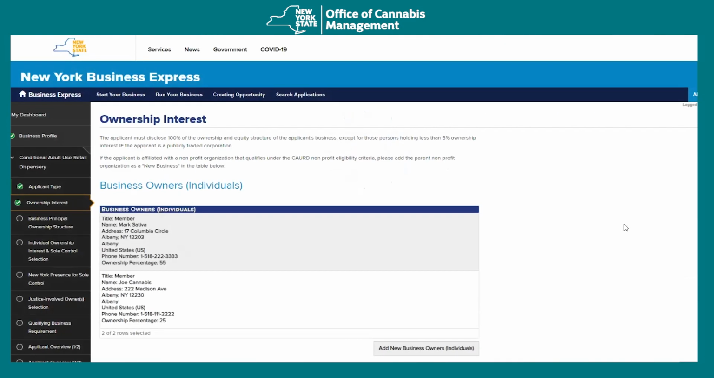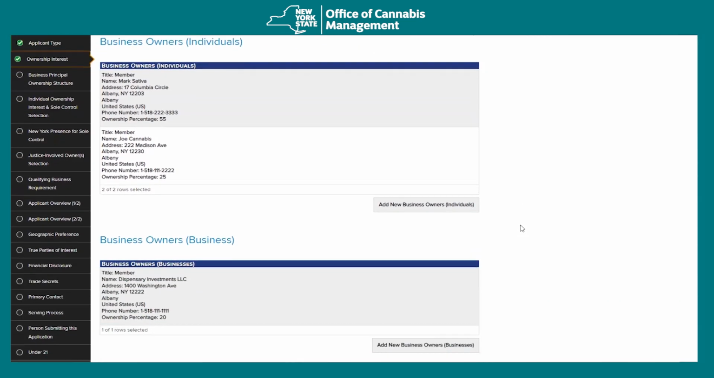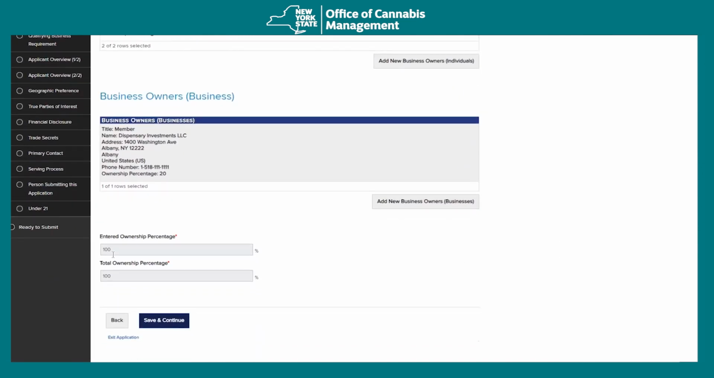This page shows the business ownership structure that I completed in my business profile. If I need to make any changes to my business ownership structure, I can use these buttons here to change it. Everything looks good to me, and we have 100% ownership entered, so I will move on to the next page.